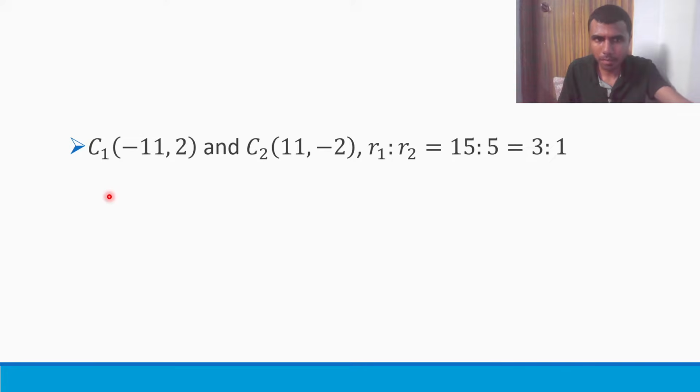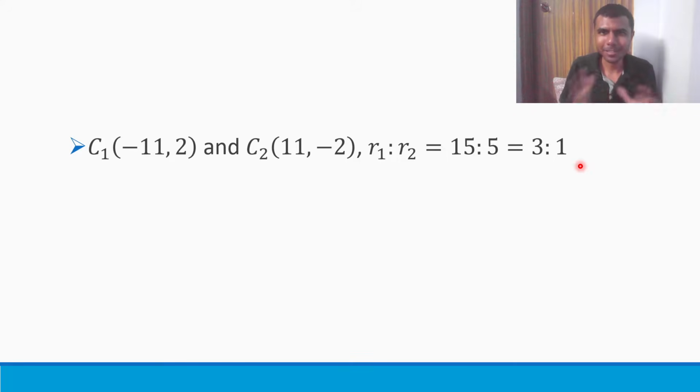First, in summary, C1 is this, C2 is this. I need the ratio of R1 and R2. R1 is to R2 is nothing but 15 is to 3. So 5 ones are 5, 5 threes are 15, so the ratio will become 3 is to 1. Now, what is the formula for the external center of similitude? We are in need of a formula. We need the help of someone.